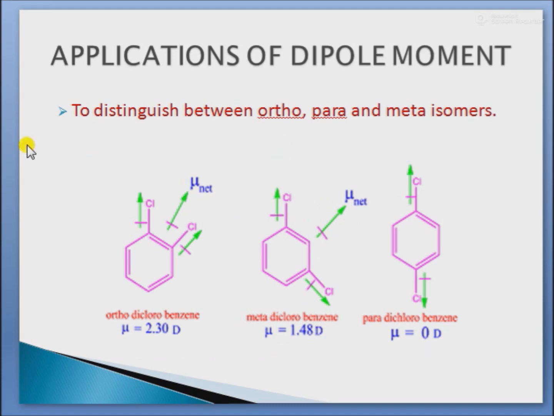Similarly, in case of 1,2 or ortho dichlorobenzene, it has the highest in these three compounds because they are close to each other, and their dipole moments add to get more net dipole moment, that is 2.30 D as compared to meta dichlorobenzene and para dichlorobenzene.